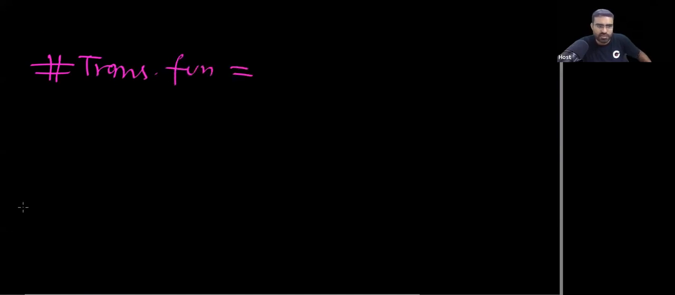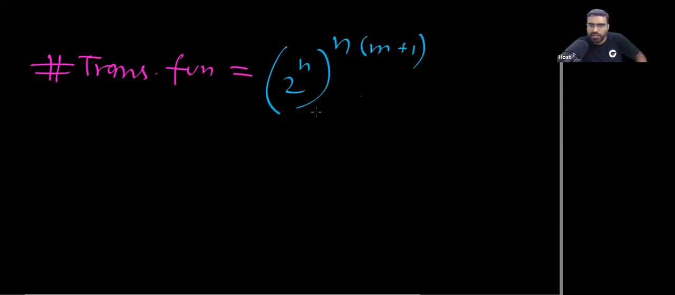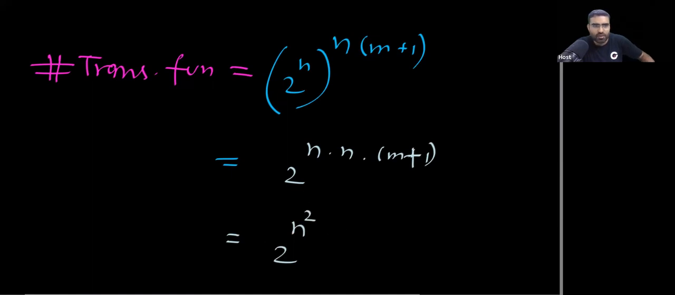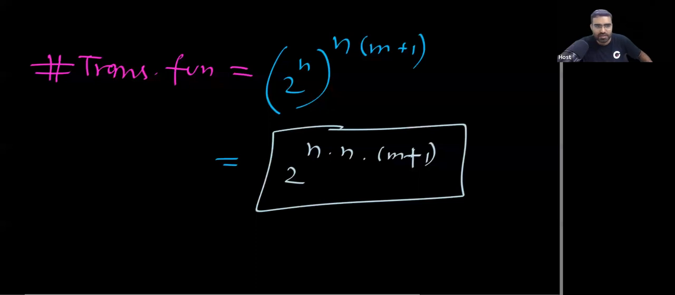The number of transition functions will be 2 power n multiplied by m plus 1. And that is the same as 2 power n times m plus 1. Okay, just leave it here. So it will be 2 power n multiplied by m plus 1. This is your number of transition functions. Is this point clear? Yes or no?